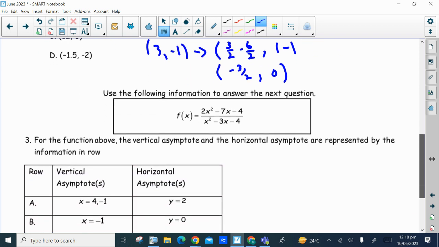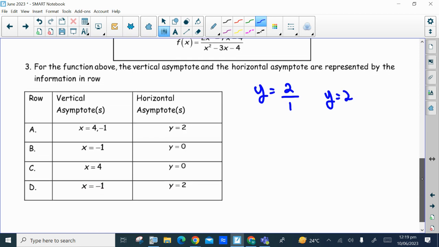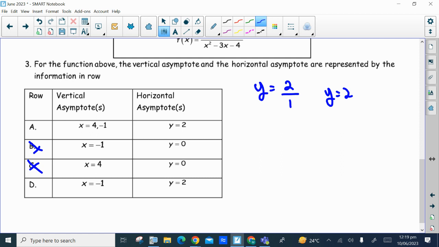This next question we use that information for. We want to find the vertical and horizontal asymptotes. They're represented by the information in which row. Let's start with the horizontal asymptote. That's probably the easiest. The degree of the top and bottom is the same, and when that happens, to get the horizontal asymptote, you divide the coefficients. So y will equal the coefficient of the x squared on top, which is 2, over the coefficient of the x squared on the bottom, which is 1. So y equals 2 will be the equation of the horizontal asymptote. So based on that alone, we can cross off B and C.